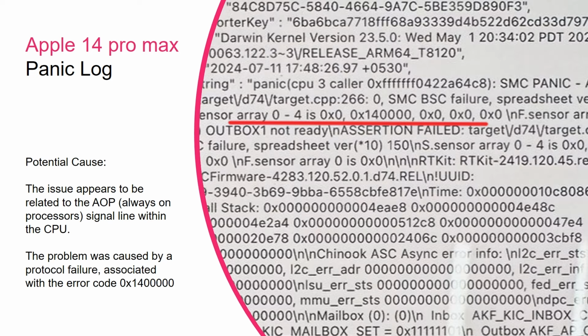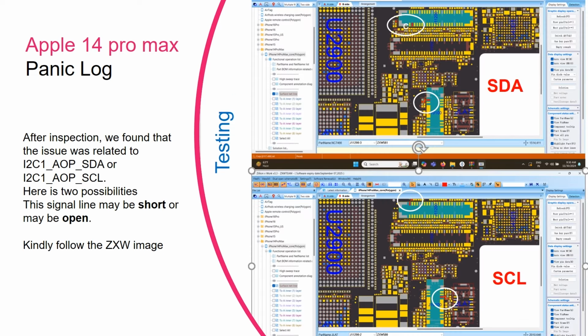Apple iPhone 14 Pro Max panic log. Potential cause: the issue appears to be related to AOP, the always-on processor signal line within the CPU. The problem was caused by a protocol failure with the error code 0x146 times 0. After inspection, we found that the issue was related to I2C_AOP_SDA or SCL, it could be. There are two possibilities: the signal line may be short or may be open.